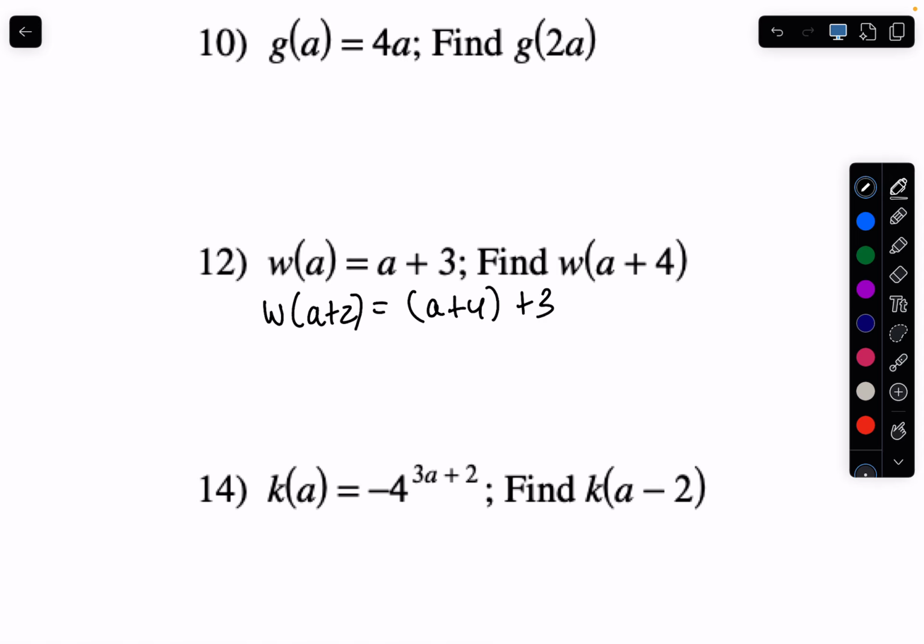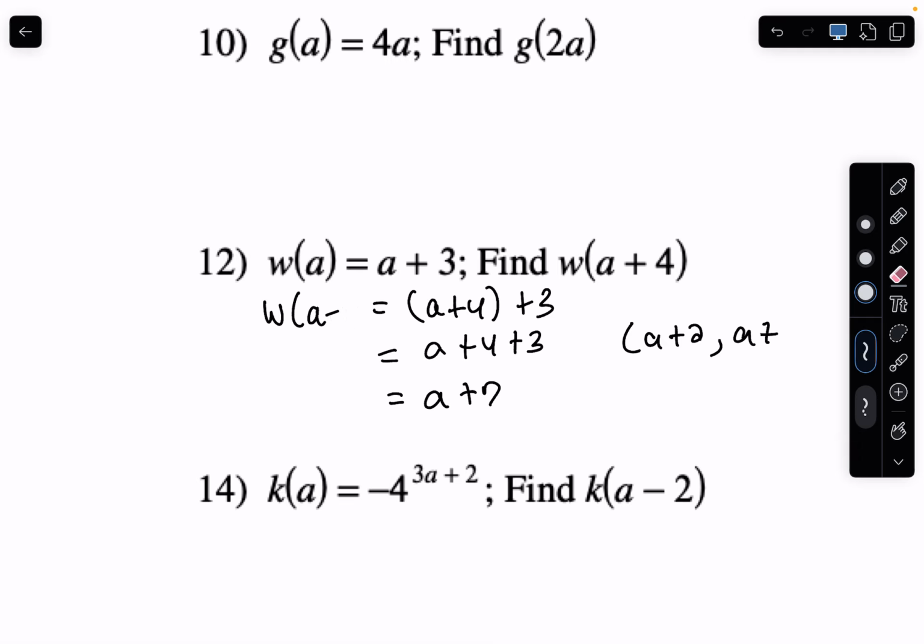Now this one, you don't need the parentheses too much because it's just an a sitting there. So that's just a plus 4 plus 3, or a plus 7. And so if I input a plus 2, I get a plus 7. Or a plus 4, I'm sorry. I don't know where I got the 4 one place and not the other, make that a 4. There we go, that probably makes more sense. So we input a plus 4, we get a plus 7.